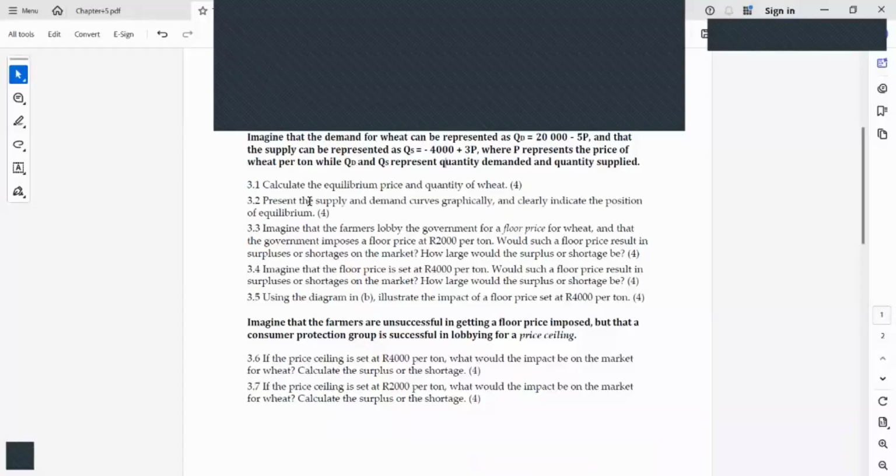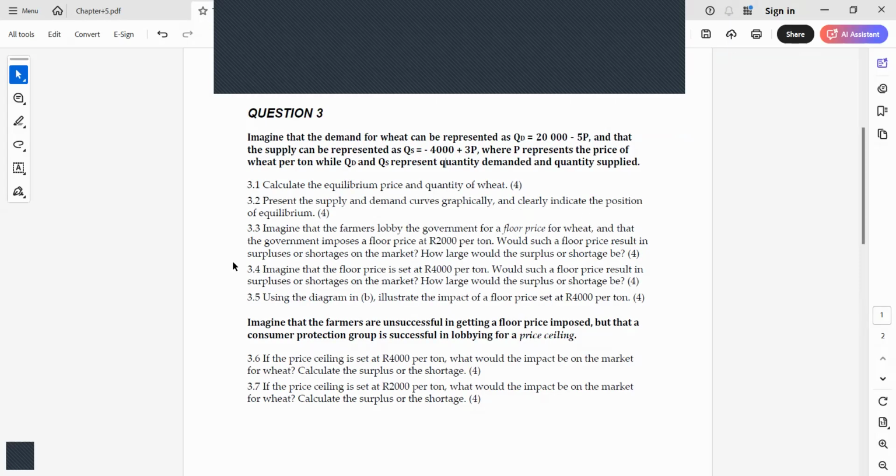And then 3.2, they say present the supply and the demand curve graphically and clearly indicate the position of equilibrium. We did that as well, where the price is 3,000 and the quantity demanded and supplied is 5,000. Number 3, imagine the farmer lobbied the government for a floor price for wheat, and the government imposes a floor price of 2,000 per ton. Will such a floor price result in a surplus or a shortage on the market? How large will the surplus or shortage be?